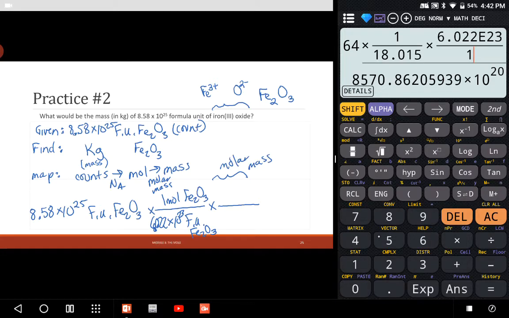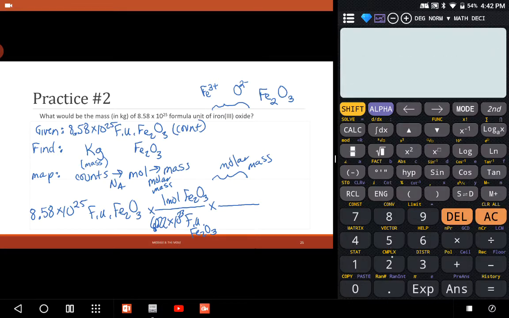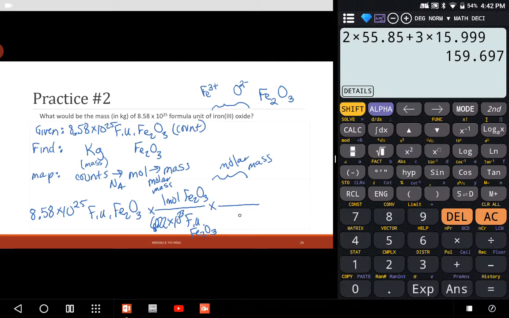So I will calculate my molar mass, and so I know that that is 2 iron, so that's 2 times 55.85 plus 3 oxygens. That matches what I have in my head. And so I know I have to cancel out moles, so moles has to be in the denominator. I have to get to grams. This number is attached to the grams.